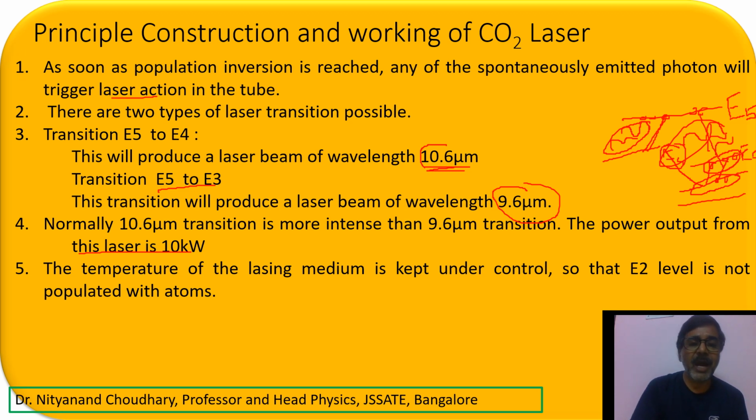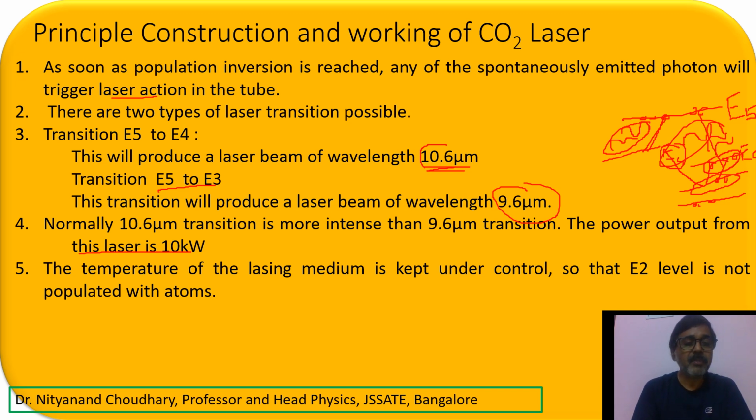This is why I have written here that the temperature of the lasing medium is kept under control, so that the E2 level is not populated with the atoms. Ground energy state atoms should not jump over there. Of course, it will be coming from the excitations from E4 and E3, but it should not be jumping from E1, the ground energy state. This is why we are controlling the temperature. And the coolant we are using is so that from E4 and E3, the atoms should come back to your E2 by absorbing those energies.